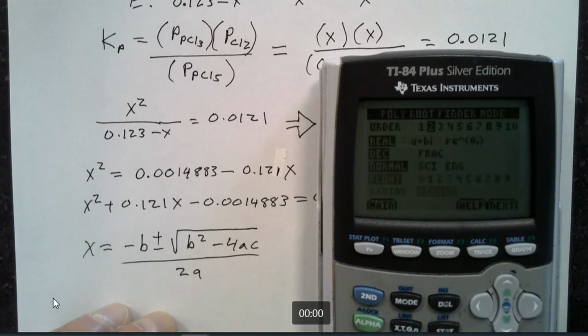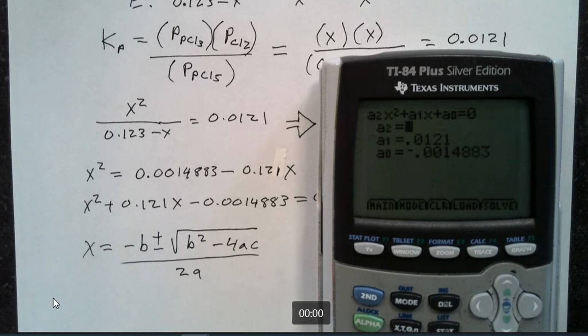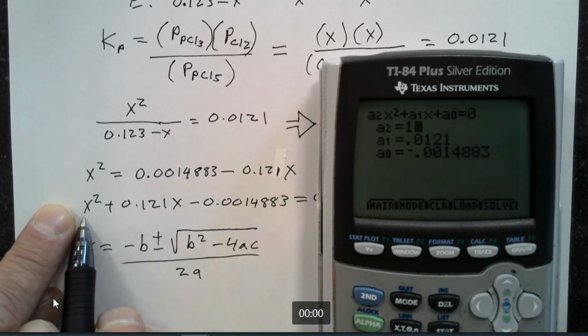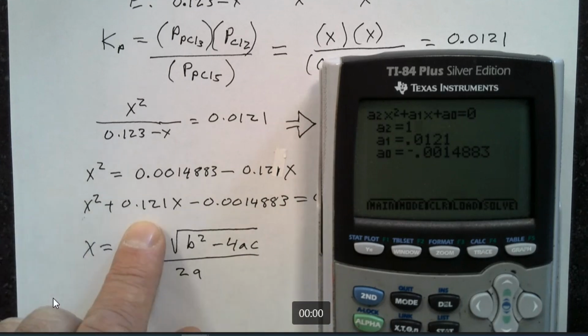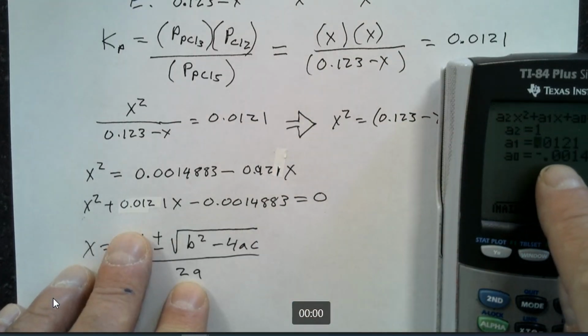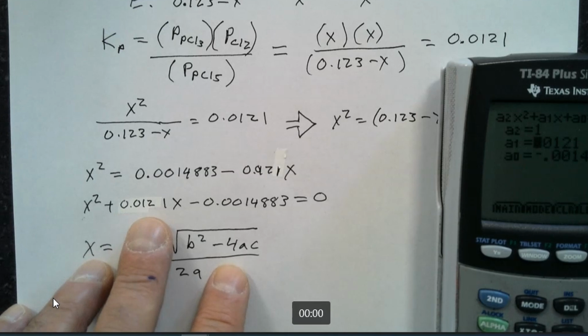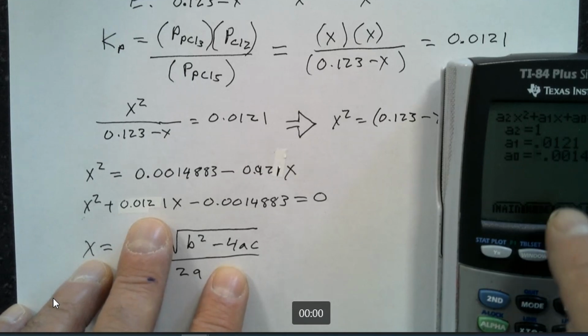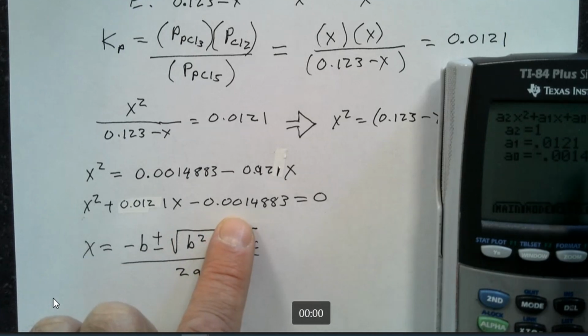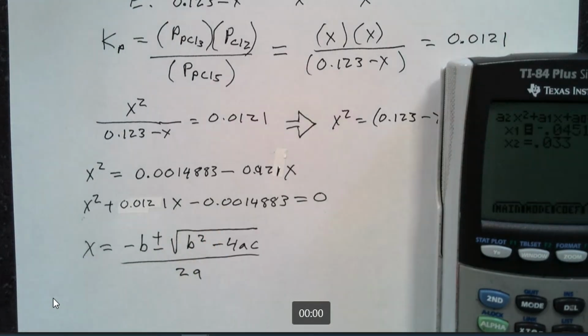We want the first option. And we want a second order polynomial. And I did this before I came to class. So here I enter a 1, because that's my coefficient in front of the A term. And then I put in 0.0121 for my B term. And then for my C term, negative 0.01488. And I hit solve.